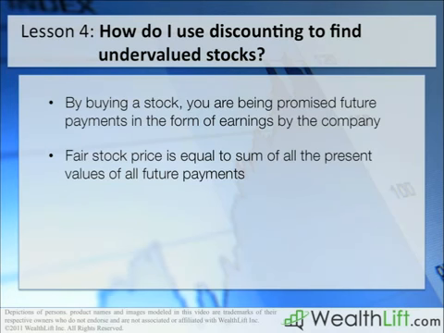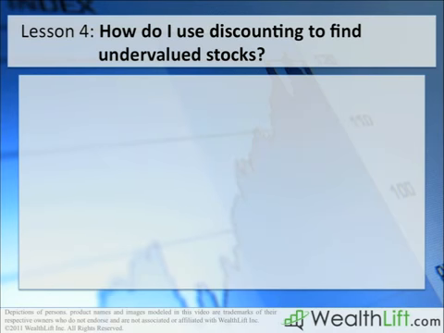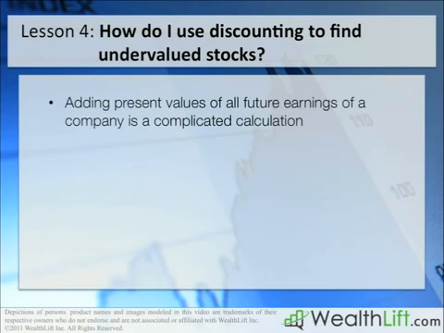Using discounting of future earnings to price a stock is known as discounted cash flow analysis, or DCF. To price a stock using expected future earnings, you would need to discount every dollar of future earnings and add them all together to get the stock price. Doing this is difficult and requires complex annuities formulas, which can be hard to work with.